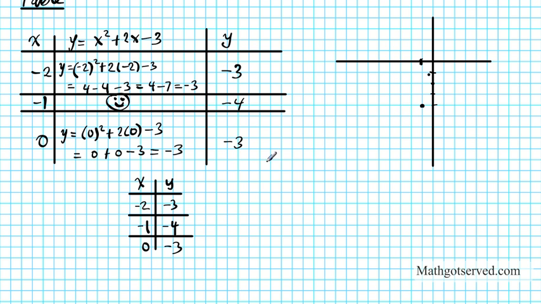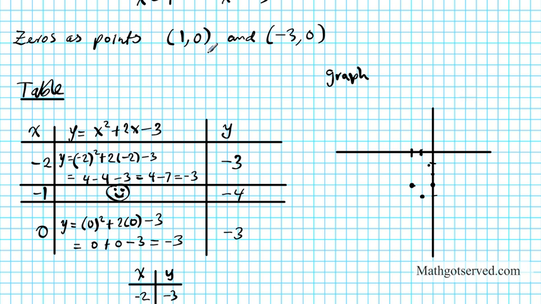So we're going to graph negative 2, negative 3. So negative 2, negative 3 is right here. And then 0, negative 3 is right here. Looking good. Next thing we're going to graph are the zeros. The zeros are 1, 0, 1, 0 right here, and the next zero is negative 3, 0, 1, 2, 3, 3, 0 right there. Okay, this is your x coordinate.